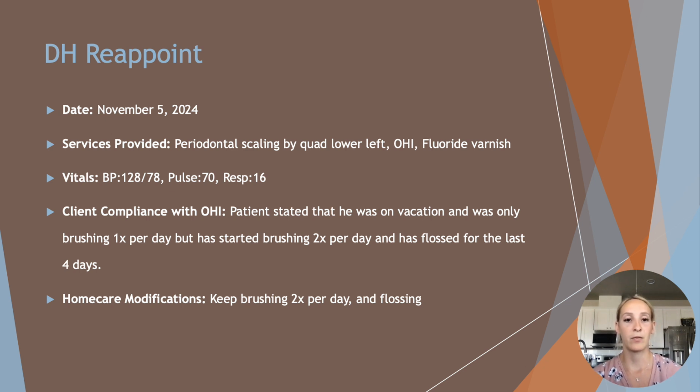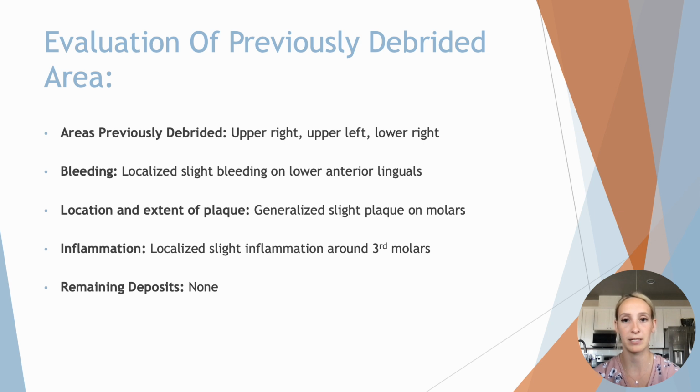I saw him again on November 5th, 2024. We did periodontal scaling by quad, lower left, OHI, and then fluoride varnish. His blood pressure 128/78, pulse 70, respiration 16. Patient had stated that he was on vacation and was only brushing 1 time per day, but he has started brushing 2 times per day and flossing for the last 4 days. And home care modifications, again, just continue brushing 2 times per day and flossing. Then evaluation of the previous debrided area. I did the upper right, upper left, and lower right.